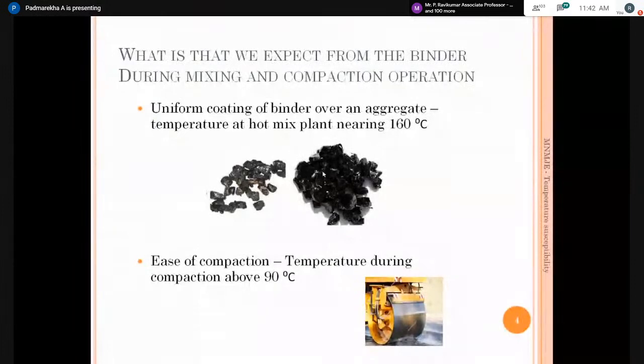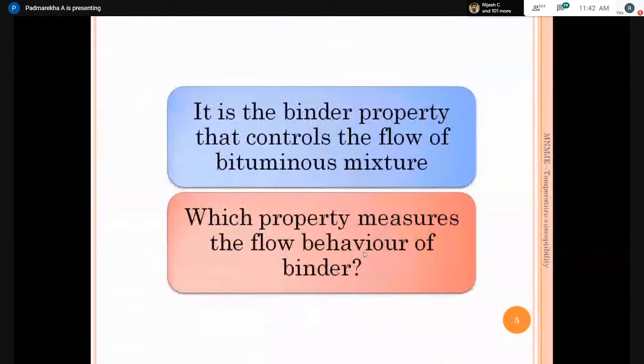And during the compaction process, we should give the least effort for the compaction. So the temperature during compaction, as I mentioned before, will be in the range of 90, or as minimum as 80 degrees Celsius. So the compaction effort should be minimum to achieve the required degree of compaction. So this is what we expect from a binder during the mixing and compaction process.